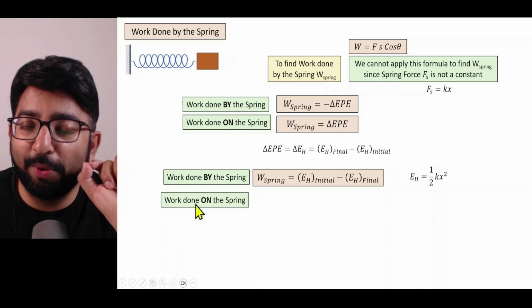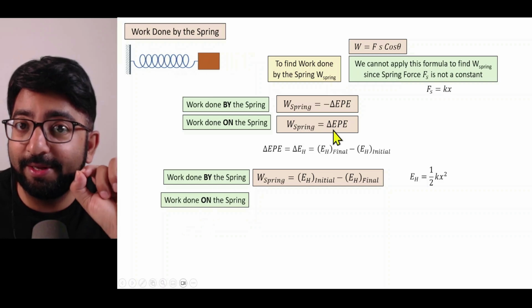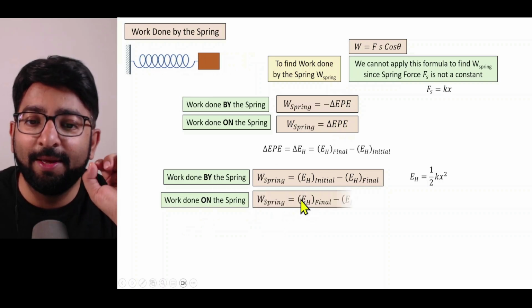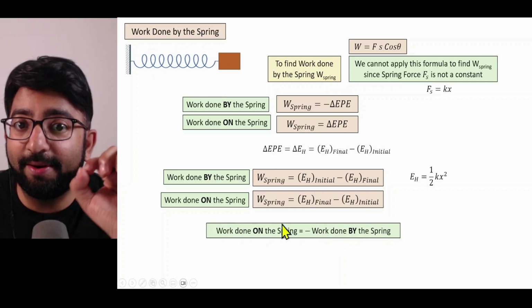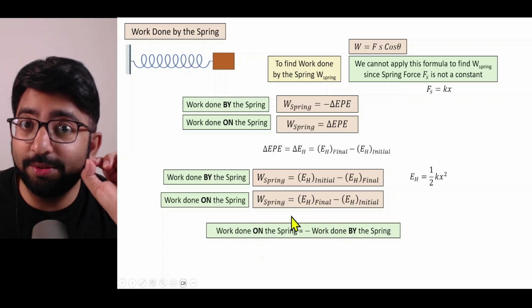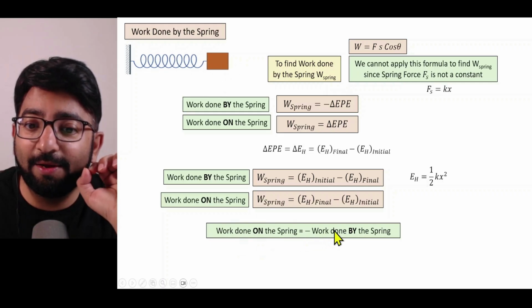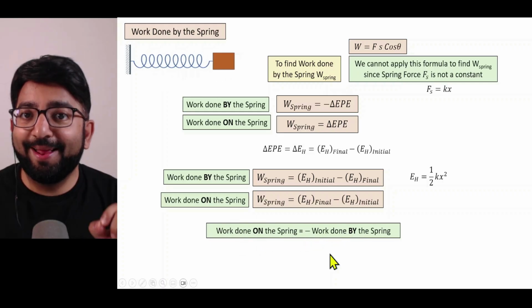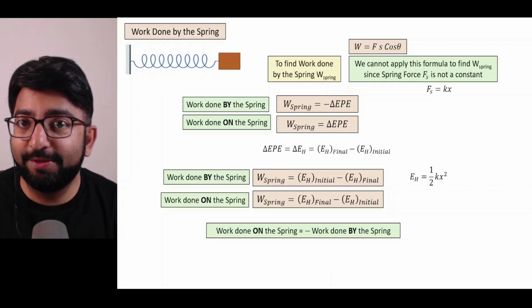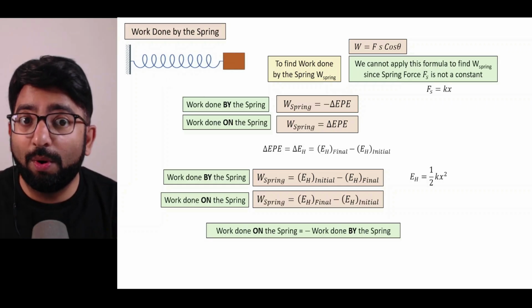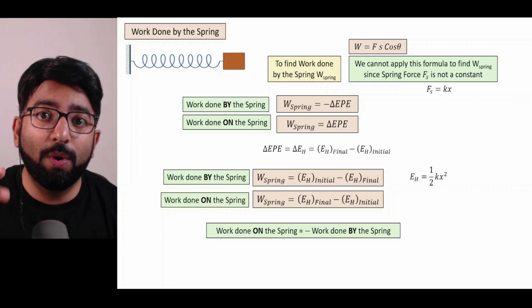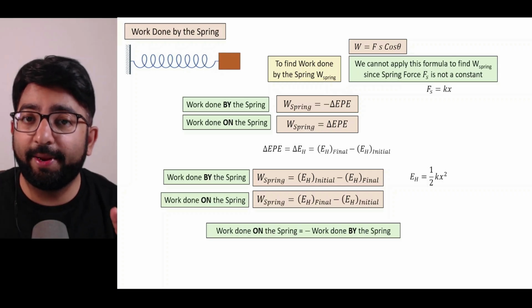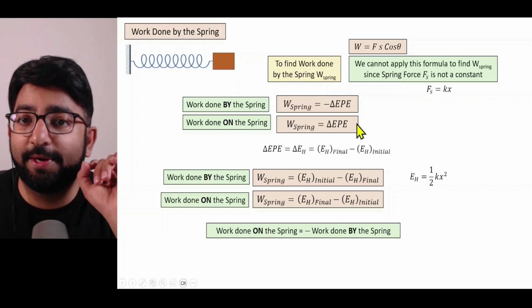In case the question is to find the work done on the spring, it is positive delta EPE, which will be just final minus initial. And now we can simplistically deduce that work done on the spring is equal to the negative of work done by the spring. And now let us try to solve questions on springs. We have to figure out the work done because of the spring. So be careful in the question. You need to analyze, is the question asking you to find work done by the spring or on the spring? Depending on that, we will use different formulas.